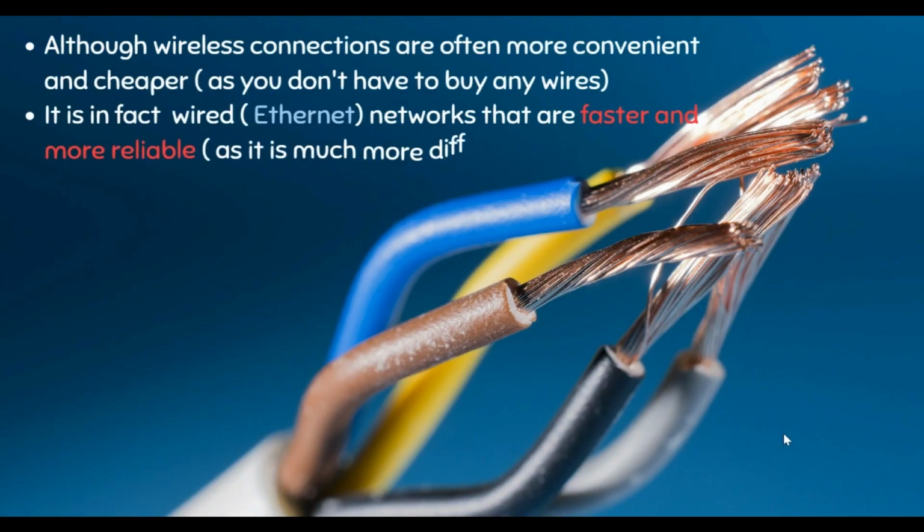Now, although wireless connections are often more convenient and cheaper, as you don't have to buy any wires, it is in fact wired Ethernet networks that are much faster and more reliable because it's much more difficult to get intercepted.